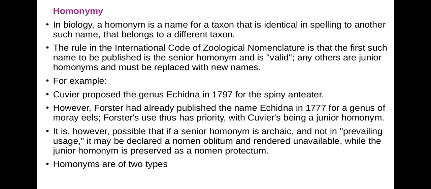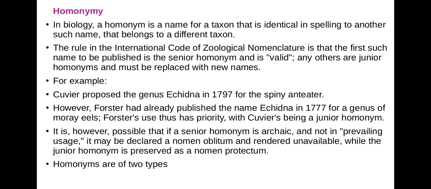In biology, a homonym is a name for a taxon that is identical in spelling to another such name that belongs to a different taxon. The rule in the International Code of Zoological Nomenclature is that the first such name to be published is the senior homonym and is valid. Any others are junior homonyms and must be replaced with new names.